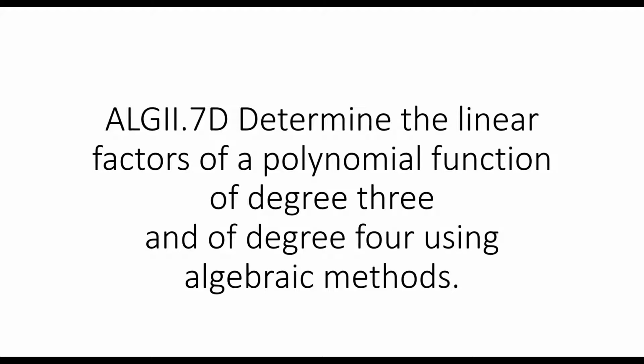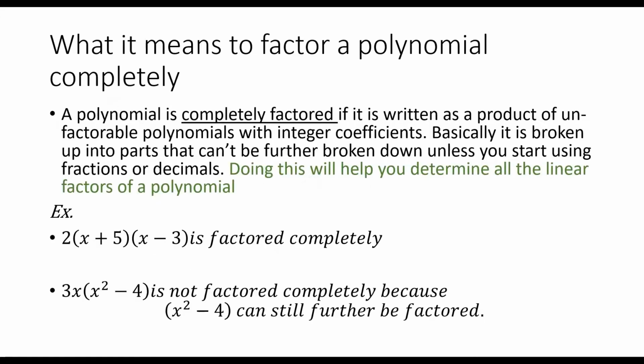Alright, so before we start looking at degree 4, we are going to talk about what it means to factor a polynomial completely. To factor a polynomial completely, or to have it be completely factored, means that it's written as the product, or the multiplication, of unfactorable polynomials with integer coefficients, which basically means that it's broken up into pieces that can't be broken down any further without having you write down fractions or decimals.